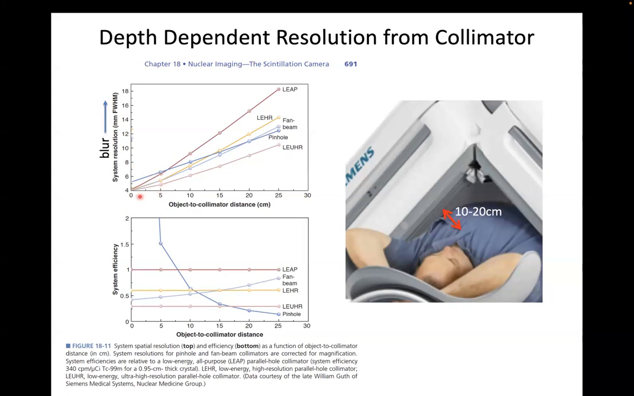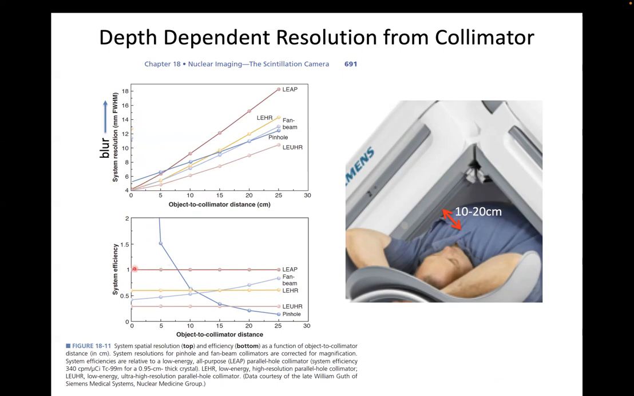And you can see that depending on the style of anti-scatter grid or collimator, you will get different depth sensitivities. And so this one, obviously, as we go deeper, it gets really blurry. By the time I'm down at 20 centimeters, I've got a full width at half max of just under 16 millimeters. So it's a pretty blurry thing.